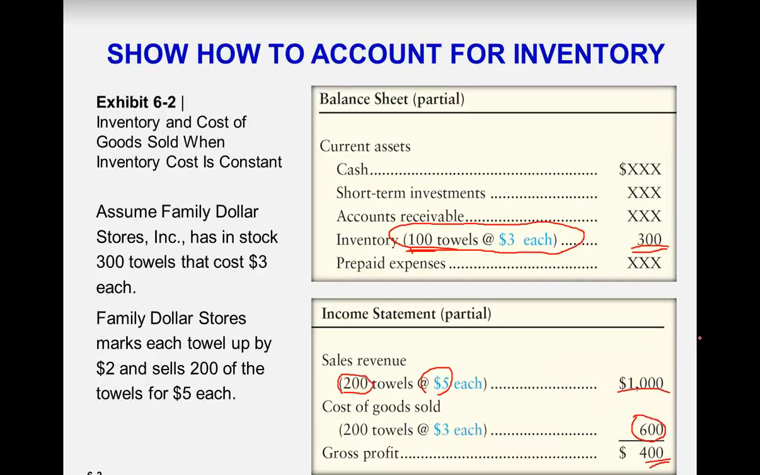And then when I sell my inventory, I have to remove it from my inventory account with a credit. And then I need to have an expense account, which increases on the debit side. And cost of goods sold is what I call that account when I sell my inventory.